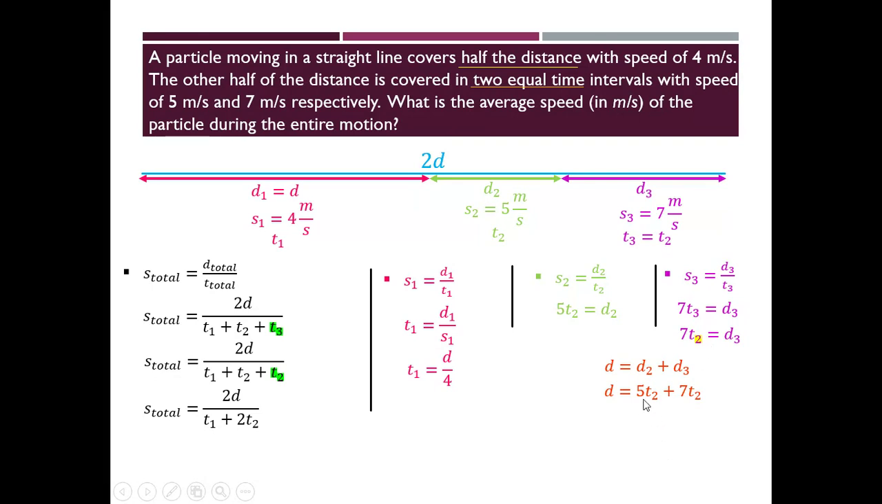So as you can see, you have 5T2 plus 7T2. You can just combine like terms. Therefore, D is just equal to 12T2. Okay. Now, what do you do with that? Well, light work. Solve for T2.